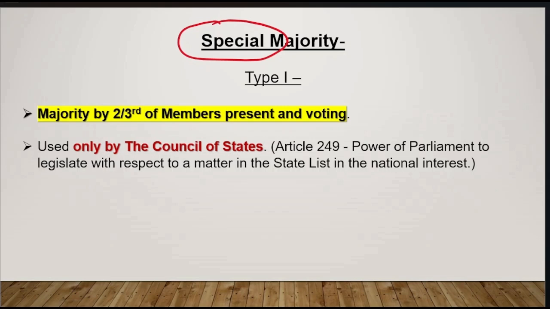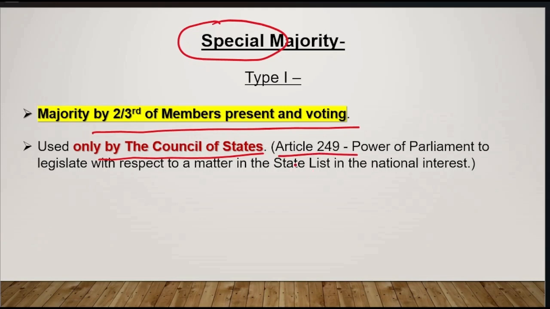Now, what is type 1? Type 1 is majority by 2/3 of the members present and voting. In which cases is it used? This particular type of majority is only used by the Council of States, commonly called the Rajya Sabha, and in only one scenario.